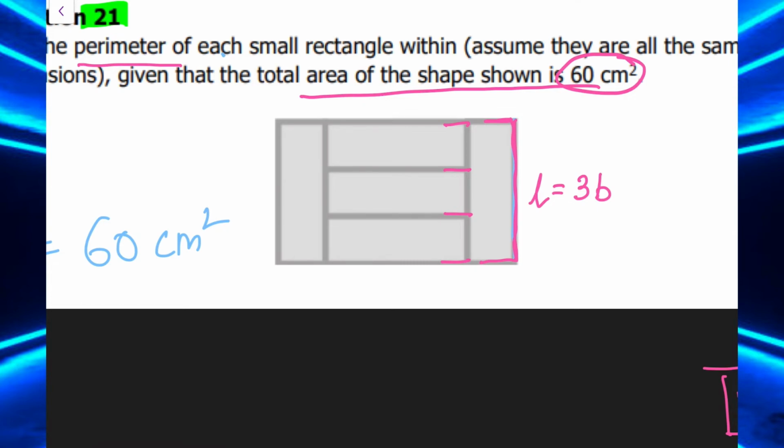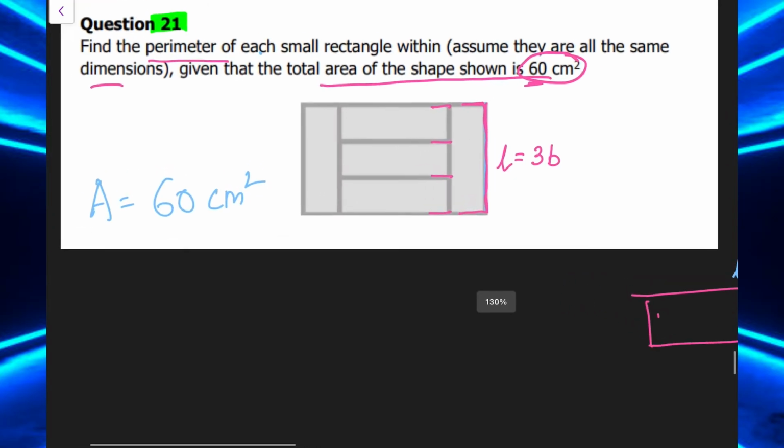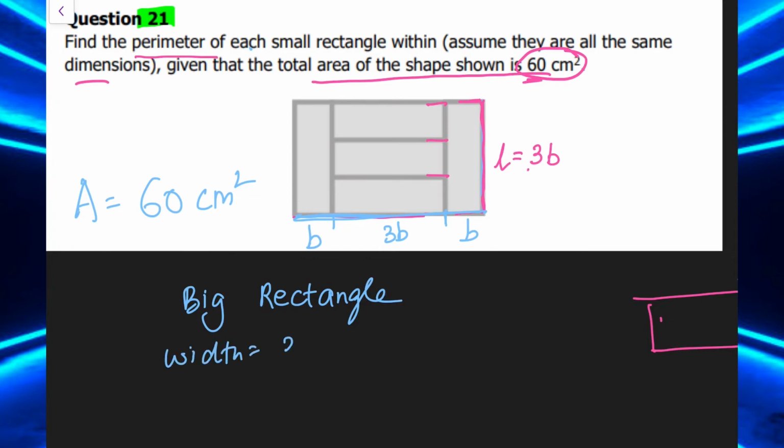All right, and that solves our problem actually. So find the perimeter. The area is 60. Now let's work it out. So the L is 3B. Now let's work out the length of the rectangle. So there's a B here, and this part is 3B. So that means for the big rectangle, the width is 3B and the length is 5B.